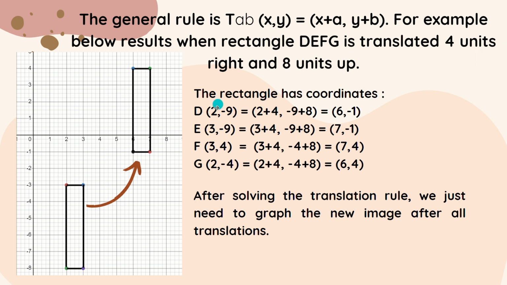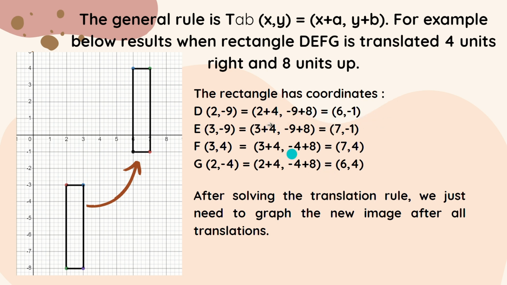So 4 units right, ito ang ating magiging a, and ang ating b is 8 units up. So 2 and -9. We have 2 plus 4 and -9 plus 8. Hindi natin ipagsasama yan, magkahiwalay si x and si y. So we have 2 plus 4 is equals to 6, -9 plus 8 is equals to -1.